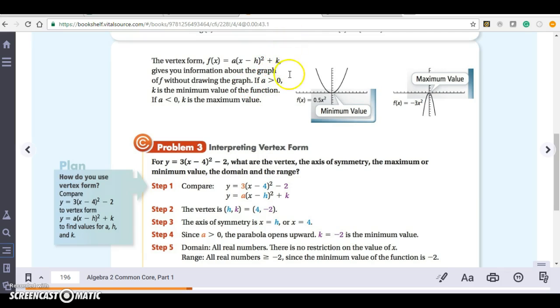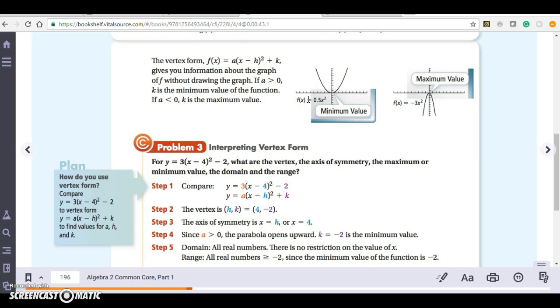So this is my moving up or down. So k lets me know how far I moved up or how far I moved down. If a is less than 0, that means it's a negative number, then it lets me know that this is a maximum value instead, and it's flipped upside down. Also, the h value tells me which direction I move, to the left or the right on the x-axis.